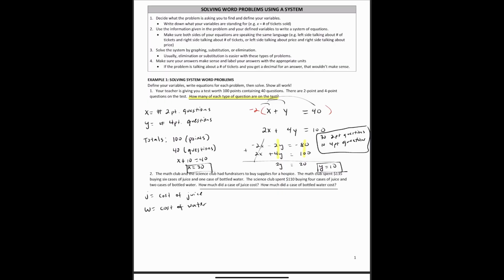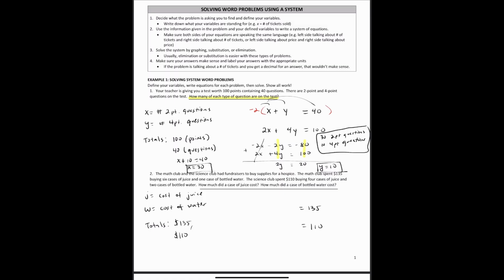And the next thing that I'm going to do is determine my totals. So we need to figure out the first largest number and the second largest number. The first largest number that I see right now is 135. And that's dealing with money. And the second largest number that I see is 110, also dealing with money. So your first equation should be dealing with money, and your second equation should be dealing with money as well. So I'm going to write equals 135 for my first equation and equals 110 for my second equation.